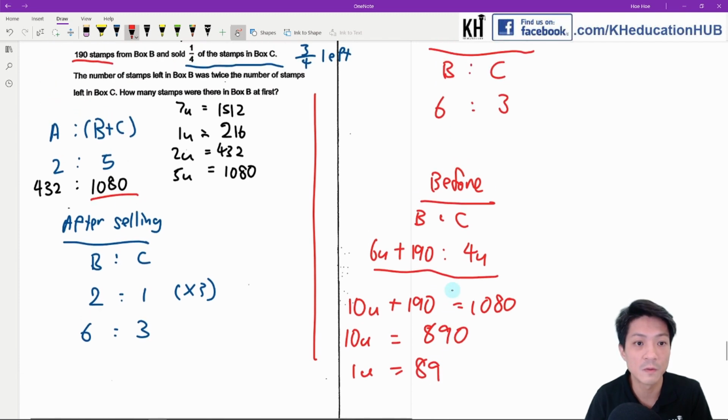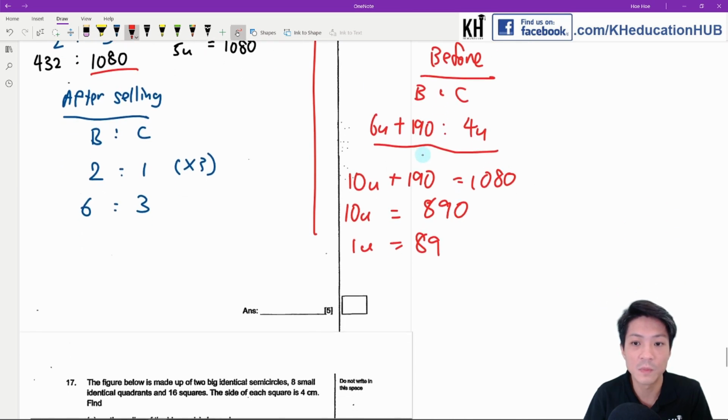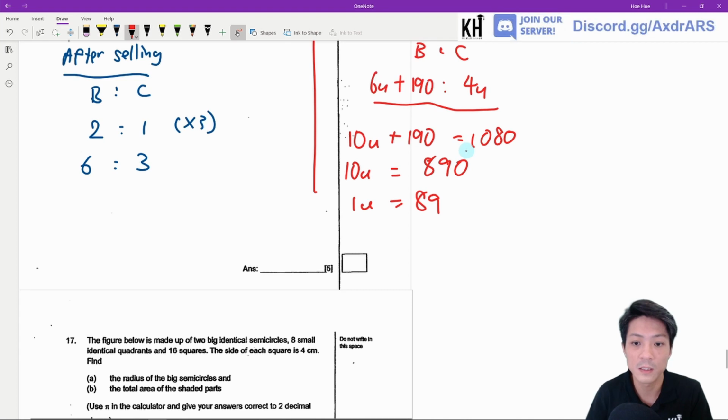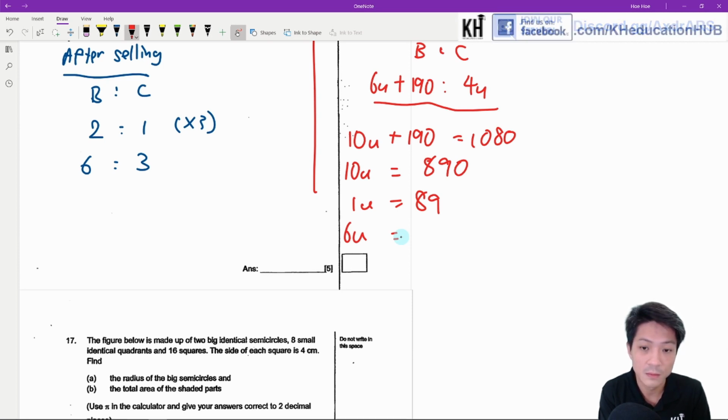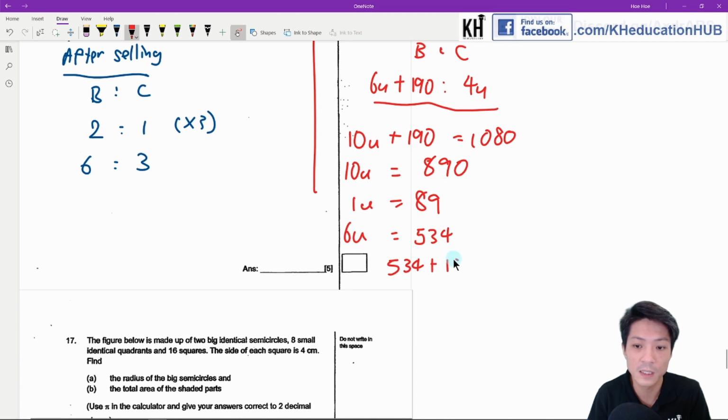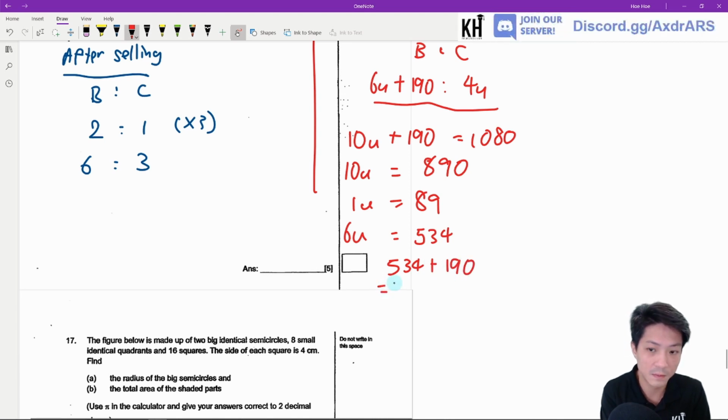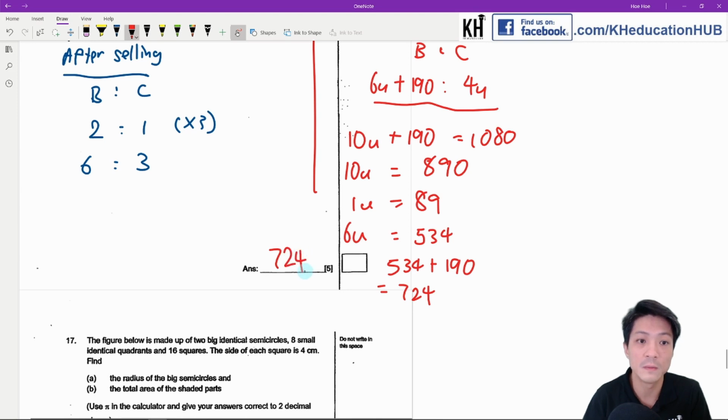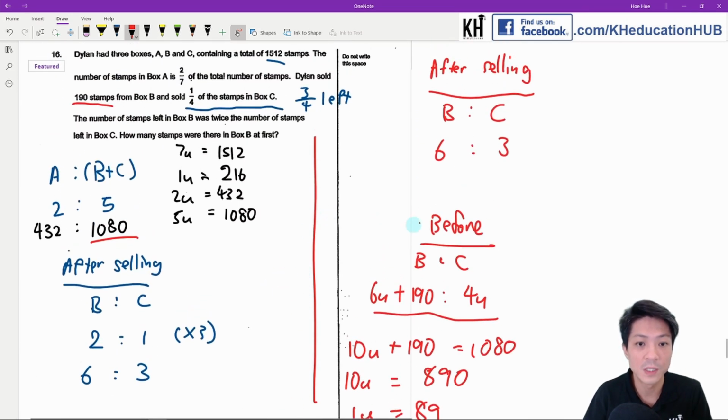The question wants us to find how many stamps were there in box B at first. So box B at first is 6 units plus 190. 6 units would be 534. 534 plus 190 will give me the answer. So there are 724 stamps in box B at first.